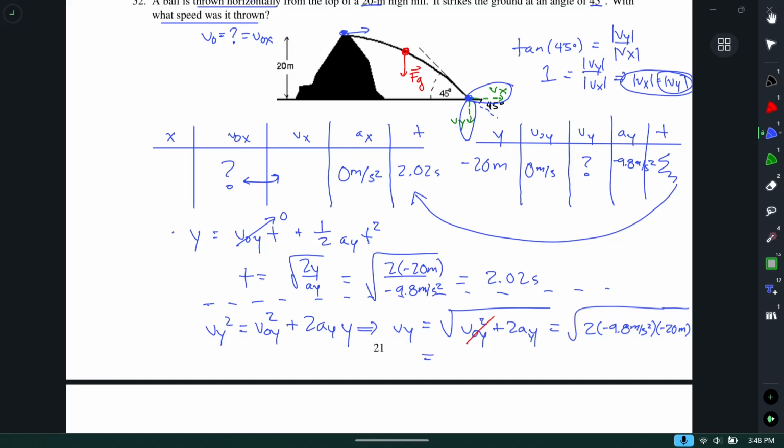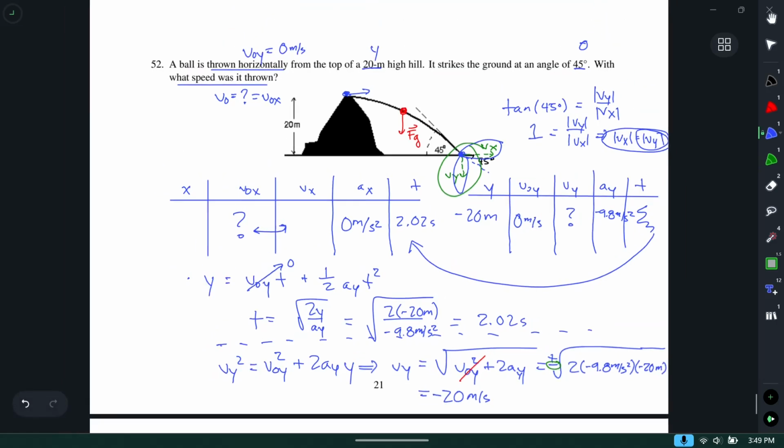So what we get here is about 20 meters per second. But I do also have to remember this is a plus or minus sort of deal, right? When I take a square root, there's 2 roots. I'm going to take the minus root because Vy is downward. Remember my picture up here.